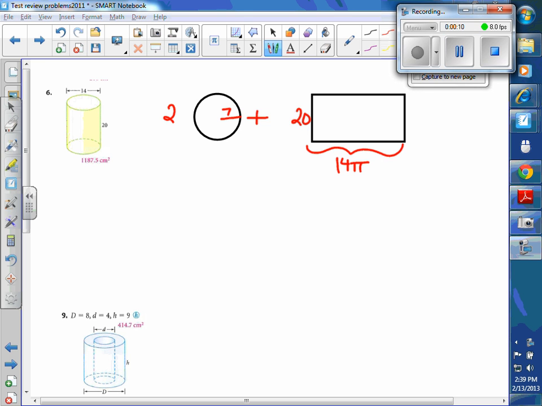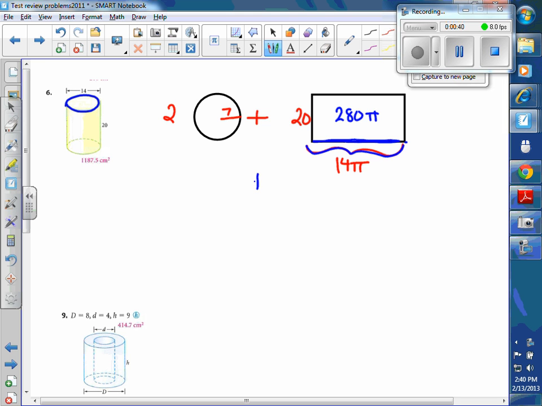But the reason this is 14 pi is because this rectangle would be like, say, if you had a coffee can or something, the paper wrapping when you unwrap it, it wraps all around here. That's the circumference. That's this distance right here, the distance that gets wrapped around. And then the height is 20, so this is 280 pi.